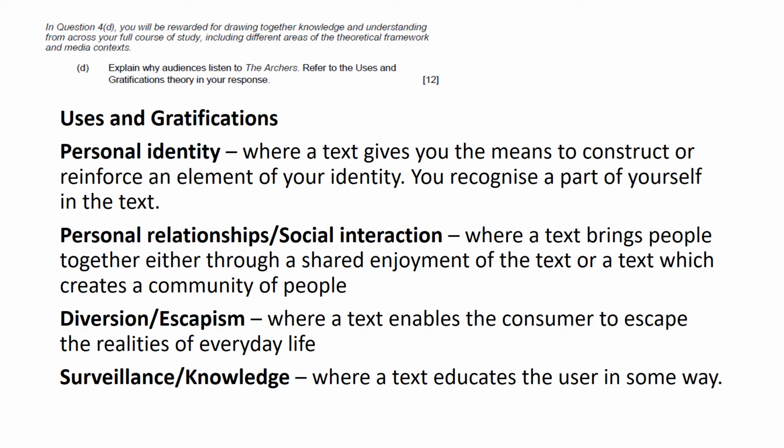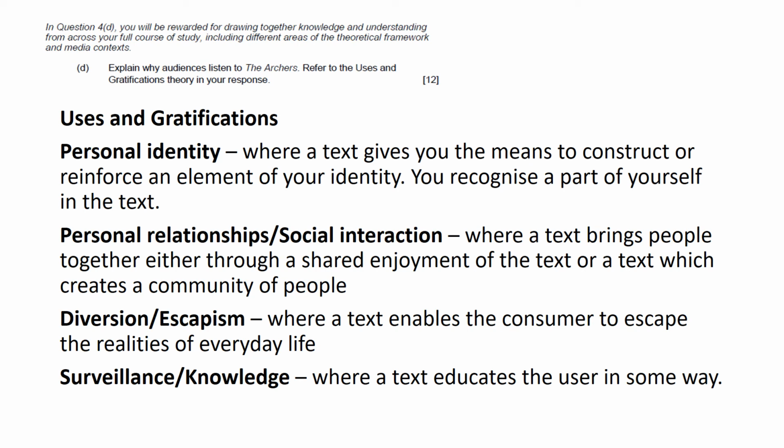Personal relationships, or sometimes referred to as social interaction, is where a text brings people together. That can either be through a shared enjoyment of the text or a text which creates a community. So for example, in the English department at the school, Bake Off and Strictly Come Dancing are 2 shows in particular which bring this sense of personal relationships or social interaction. They are the 2 shows which generate most conversation in the department office. But also it might be that a text creates a community of people or a movement of people that feel part of a family as a result of consuming the text.